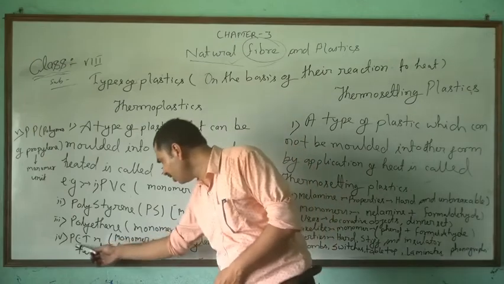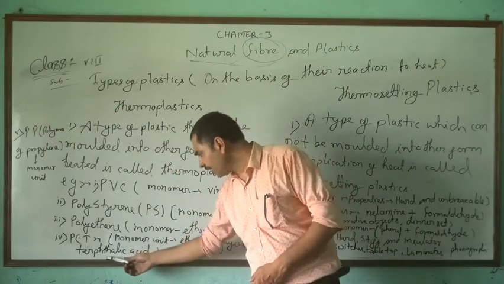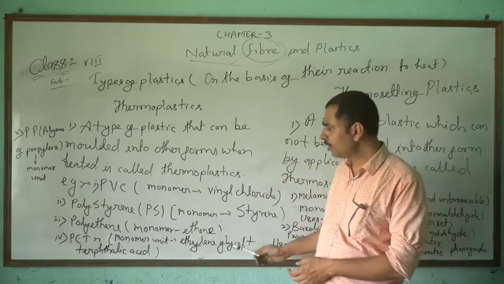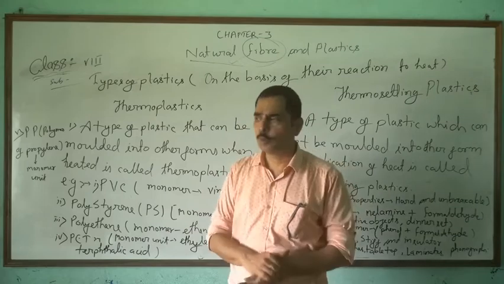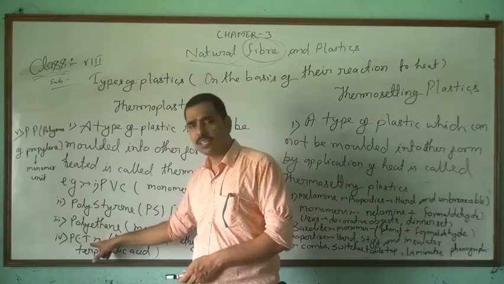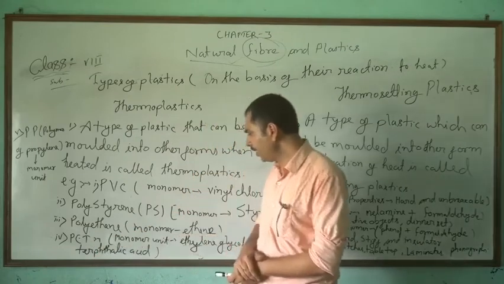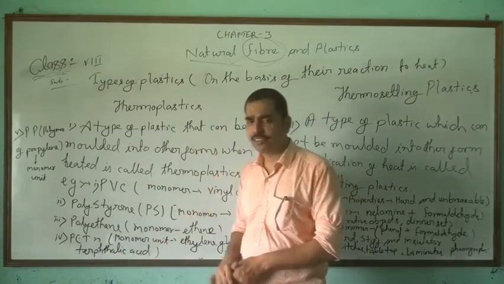The fourth one is PET. The monomer units are ethylene glycol and terephthalic acid. And PET is what the water bottle you use nowadays is made of. This is made up of plastic, and that plastic is PET. That is a polymer made up of ethylene glycol as well as terephthalic acid.